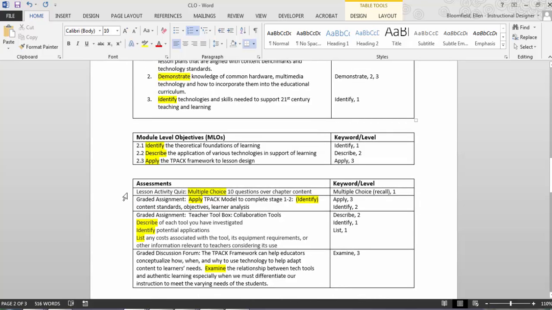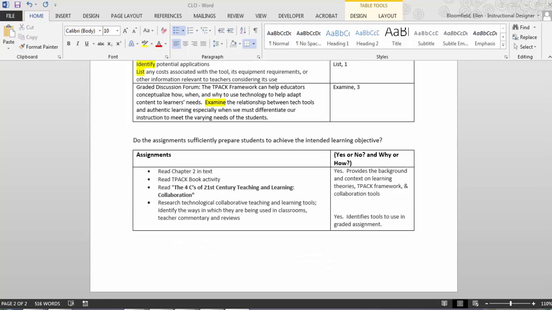Now on the other side, let's say I didn't want them to take this multiple choice quiz. They've already had enough work. Well, would my course be aligned if I removed that particular lesson activity quiz? Yes, it would, because down here in this graded assignment, you are still assessing at a level 1. The idea is we cannot have assessments that measure a different level than what you set out to measure with the SLOs at the course level.